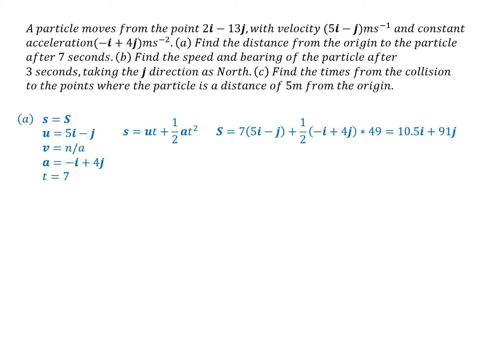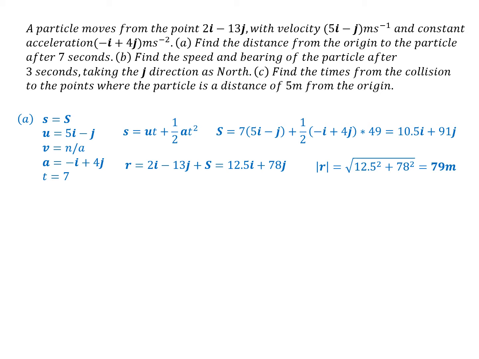and so the position vector of the particle after 7 seconds, I'm going to call that R, is the initial position plus the displacement that has taken place in that 7 seconds. So that gives us a total of 12.5 i and 78 j. So the distance from the origin is the magnitude of this vector R. And that's Pythagoras gives us 79 meters.